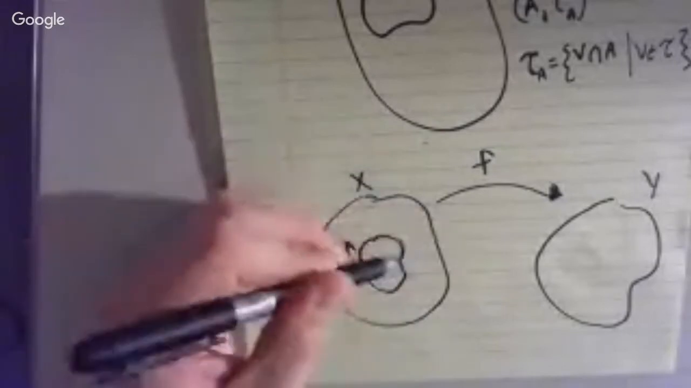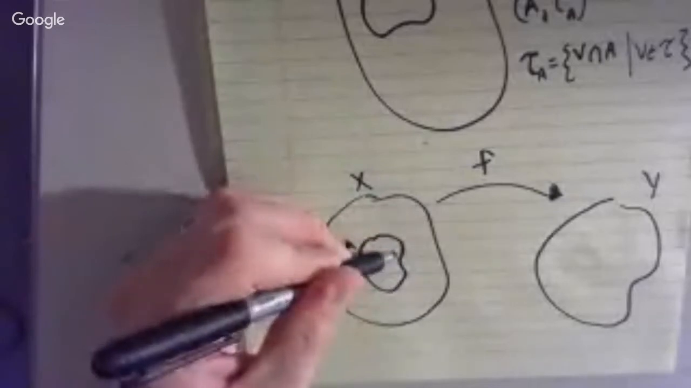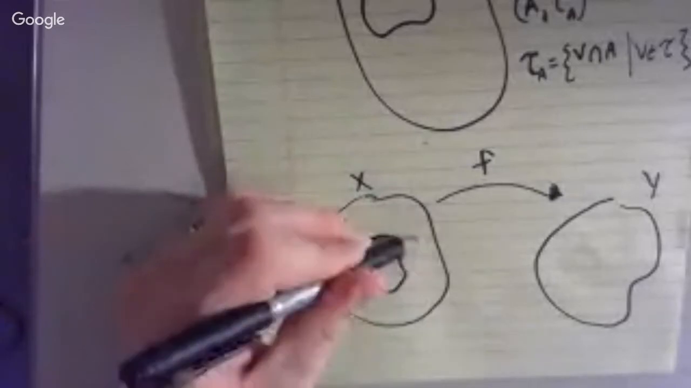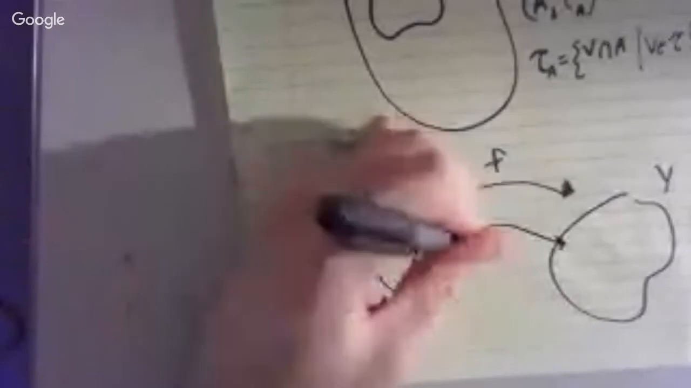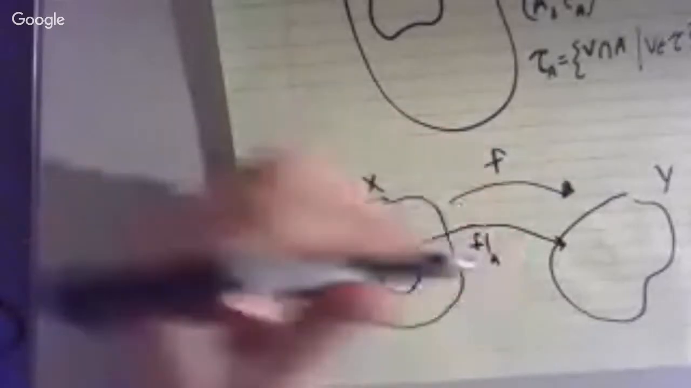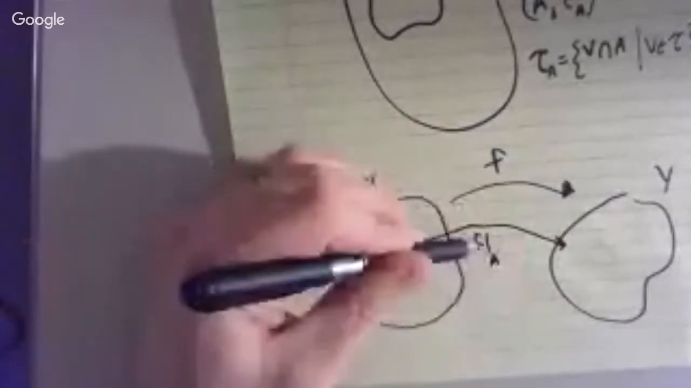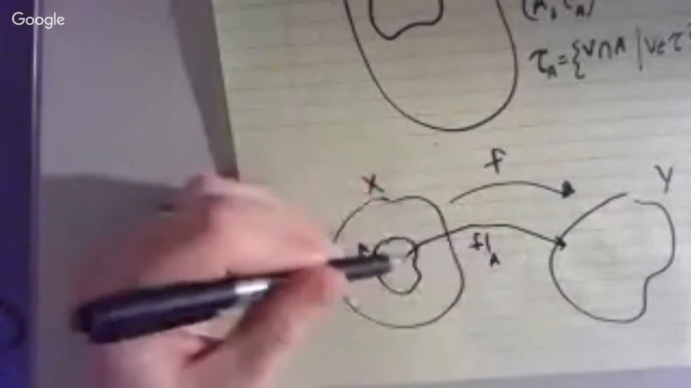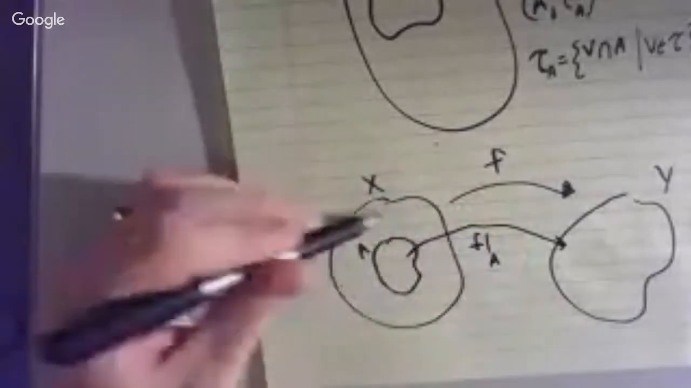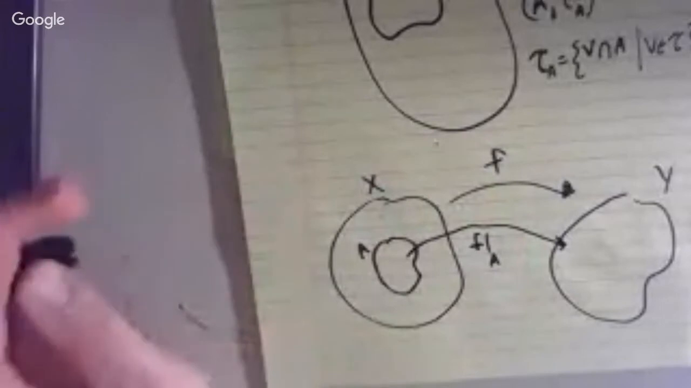And so how I'll denote that, if I wanted to go just from here to over here now, I'm going to rename it F with this bar and this A. And so it says, do the same thing that F did, but you're only applying it to the stuff that lives in here now, not necessarily anything in X. Does that make sense?